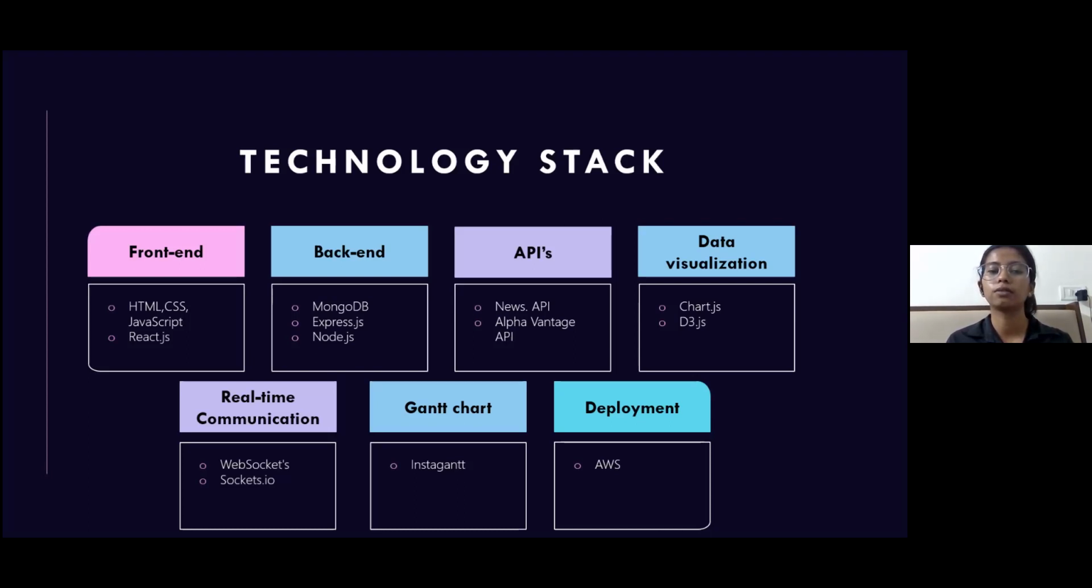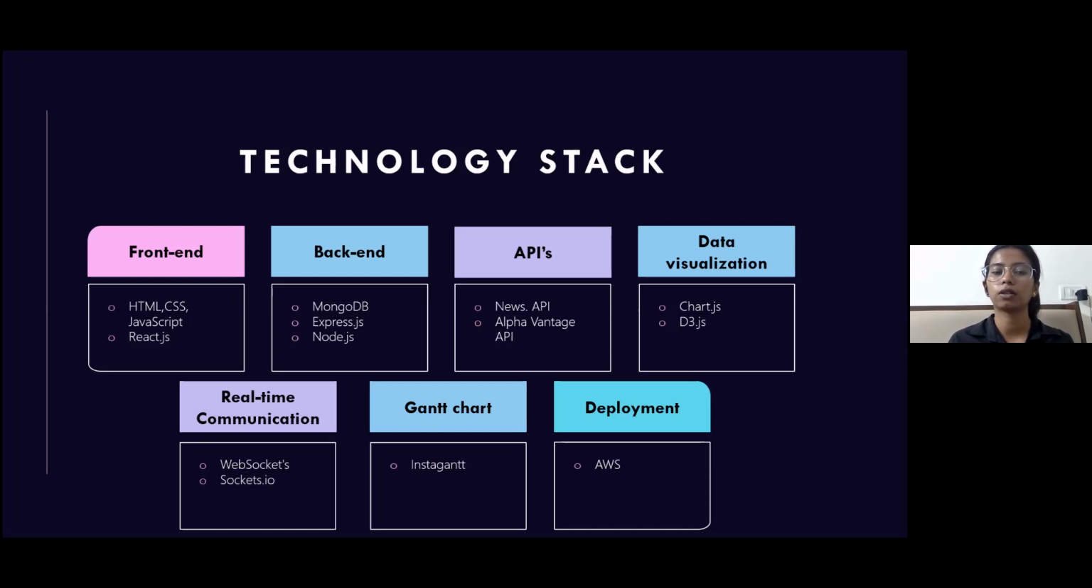In the APIs, we have News API and Alpha Vantage API. These are the most important APIs we have used in this project so far. Then data visualization creates dynamic and interactive data visualization, and D3.js enables complex and customized data representation. Now for real-time communication, we've used WebSockets and Socket.io.